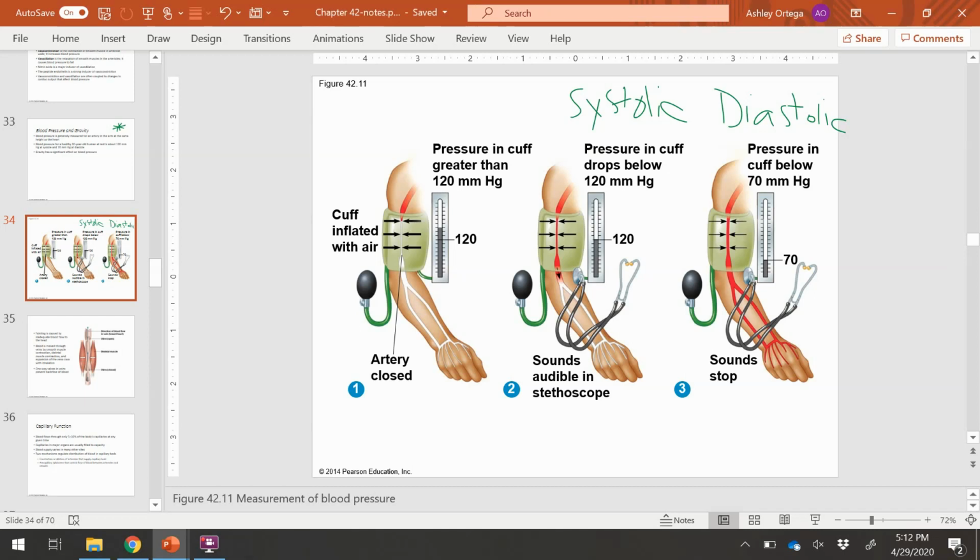So systolic is a contraction phase. It's higher in pressure. It's 120 on average. Diastolic is a relaxation phase. It's lower, and it's going to be average about 70 for this age group.